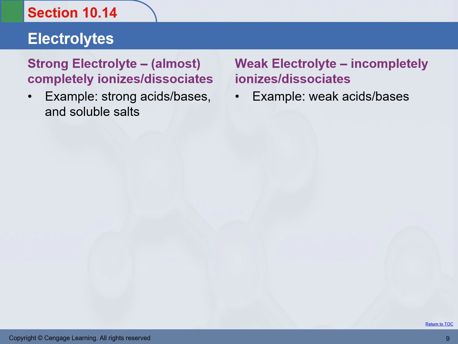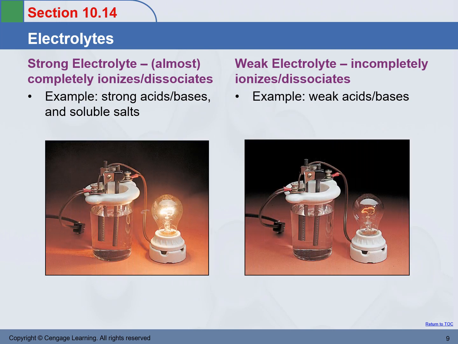Weak electrolytes are the substances that do not ionize or dissociate completely. They do ionize, they do dissociate, but not 100%. Examples will be weak acids and weak bases. Two pictures showing us the difference between a strong electrolyte and a weak electrolyte. With a strong electrolyte, the light bulb lit up brightly. With a weak electrolyte, the light bulb lit up but pretty dim.